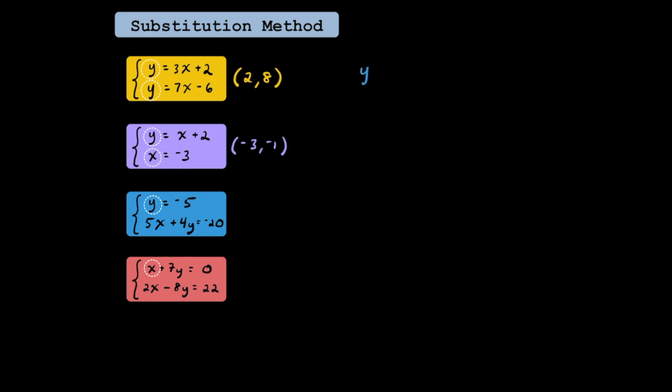In this next one, we have y is equal to negative 5, and we have 5x plus 4y is equal to negative 20.